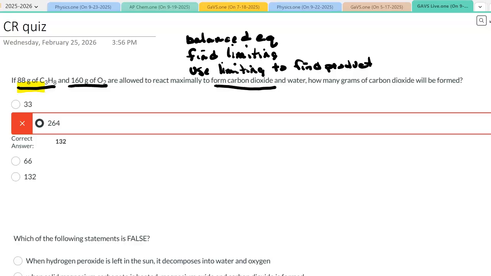And so that would be what happened here, is that you just assumed, I don't know if you used 88 grams of the propane or 160 grams of the oxygen, or if you didn't balance the equation correctly. So one of those would have given you probably each of those answers. But when you have two givens, you have to find the limiting reactant.